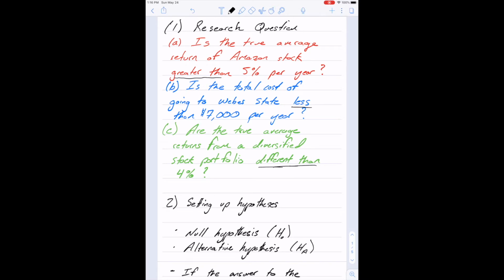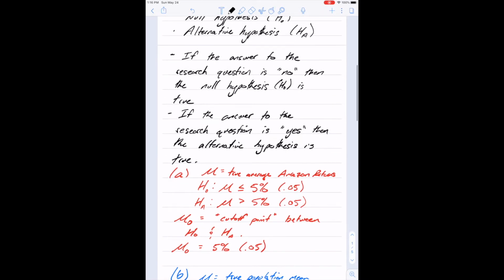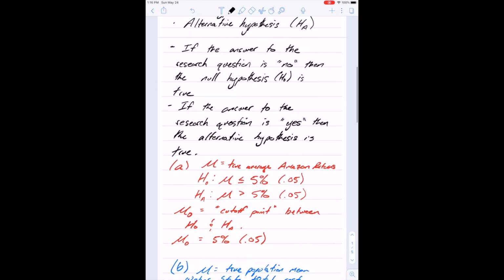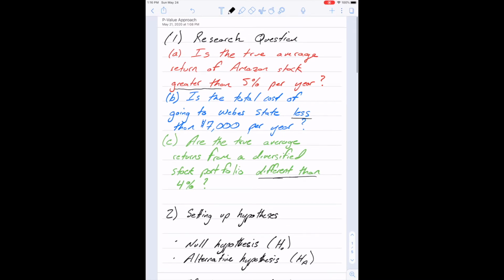The first thing we do is a research question. We went over these a couple videos ago, same research questions. Then we set up the null and alternative hypotheses right here. As a reminder, this question is: is the true average return of Amazon stock greater than 5% per year?